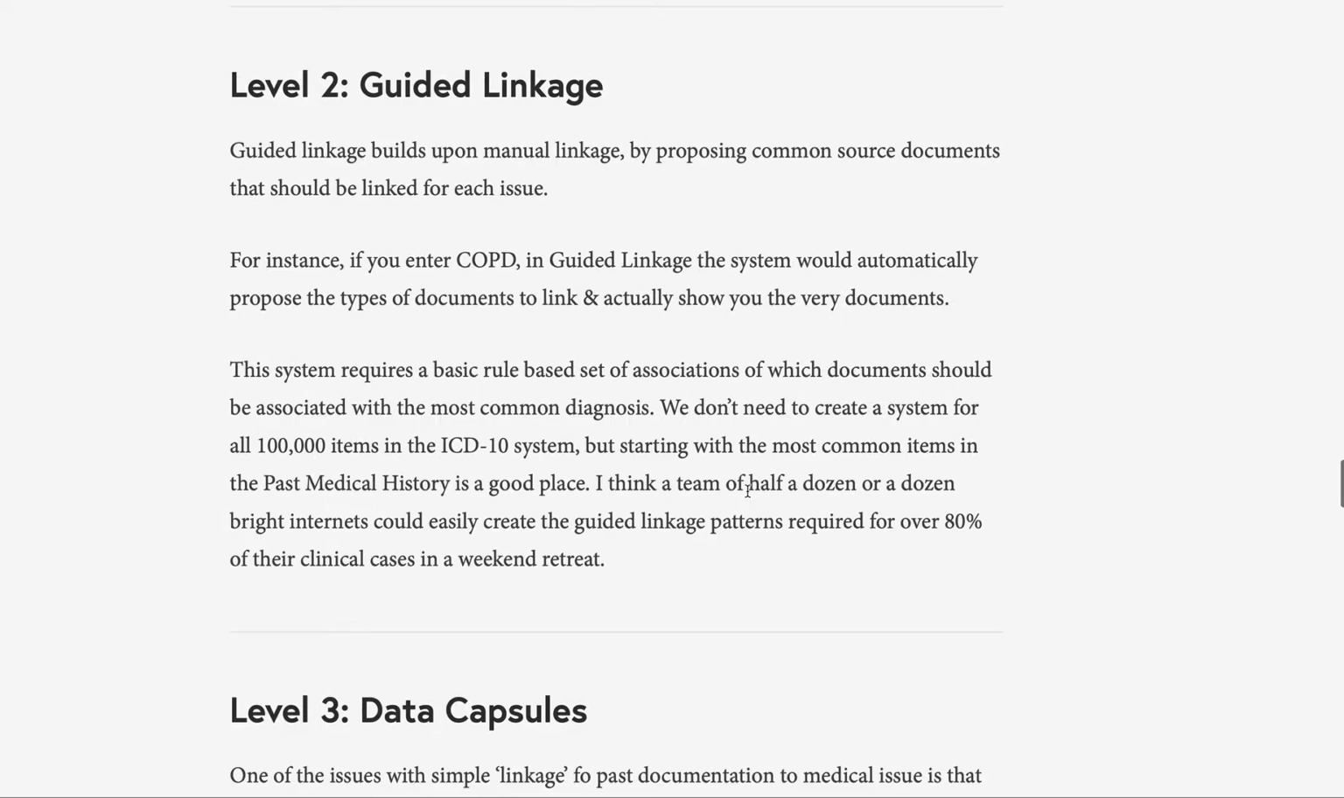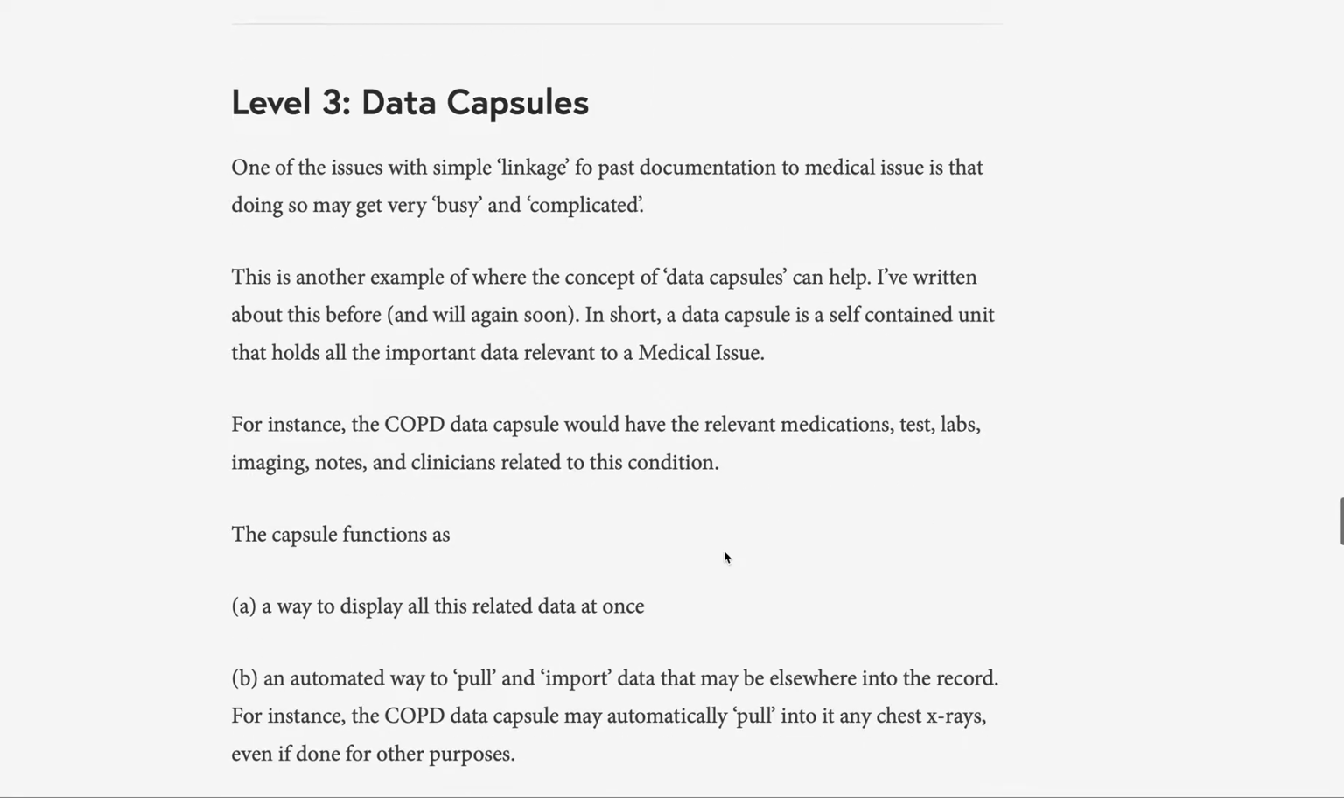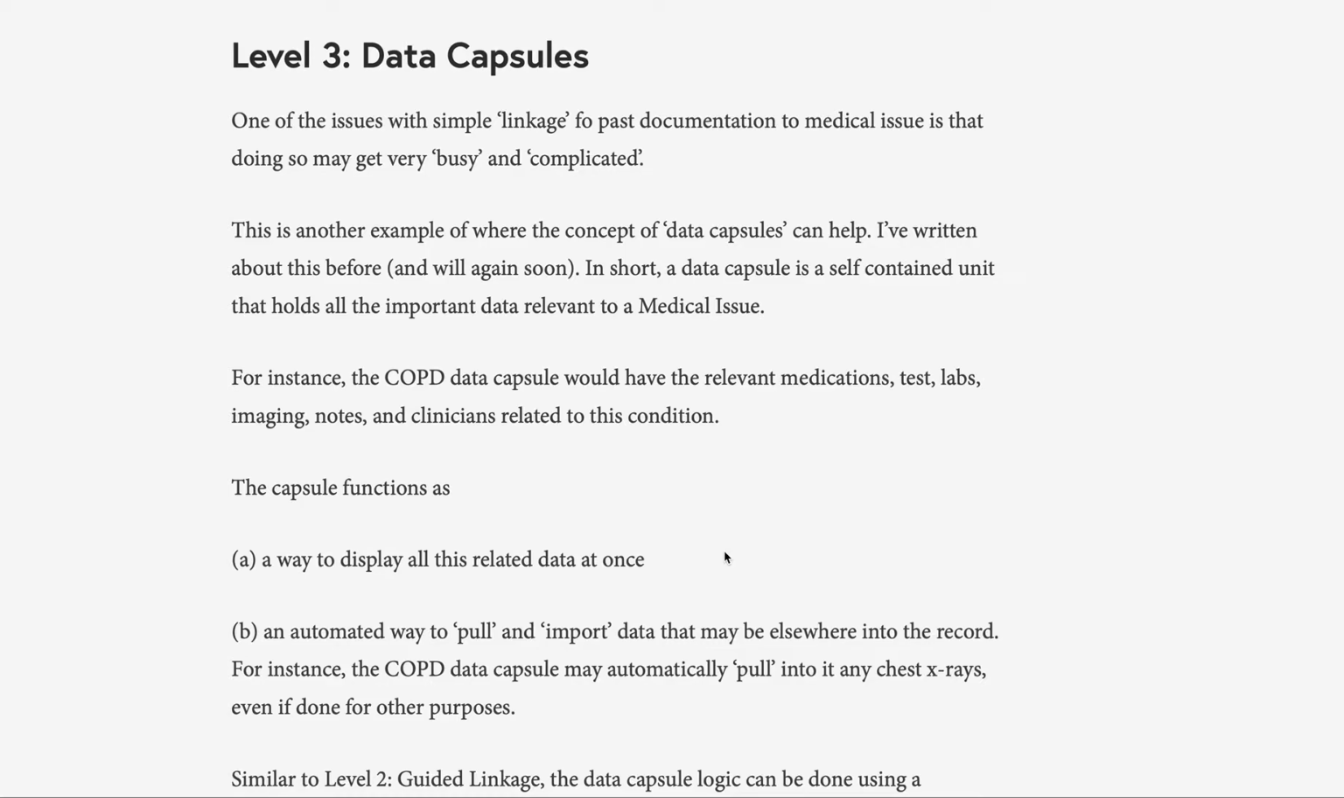We're using guided linkage. We'll move up now into level 3, which really takes the concept of guided linkage, but expands it into other types of documentation. For instance, medications, associated clinicians, labs, tests, imaging notes, and supporting documentation, refuting documentation. And if you try to link all of these various discrete types of data to items in a past medical history list, you could easily see how even if you were using a snippet view, the interface would become very complicated and busy.